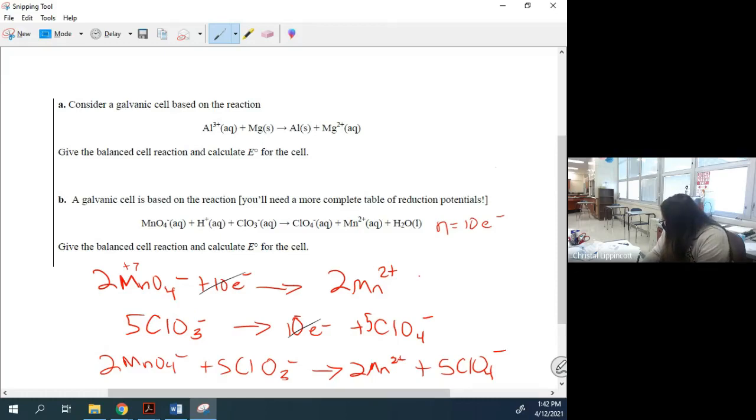All right, we look these up on our chart, and this is 1.51 volts, and this one is 1.19 volts. If we look at this, we can see that this is more positive than this. So the more positive one is going to get reduced. This one will get oxidized. We can also look at the equation. That's what you guys did up here to figure this out in the beginning. There's a couple of different ways you can tell.